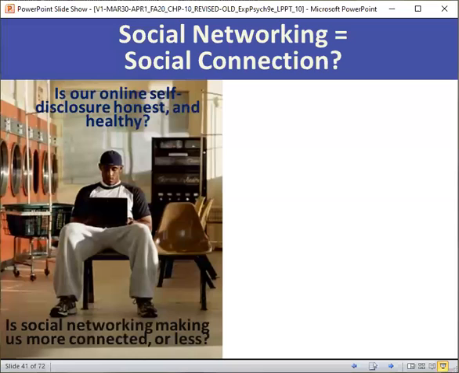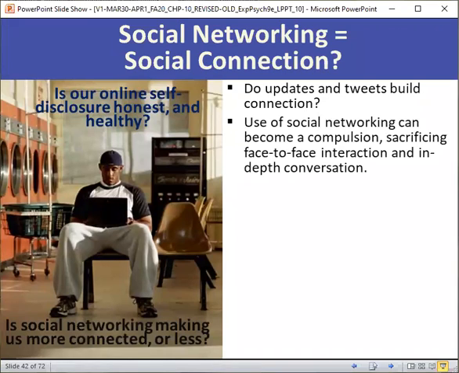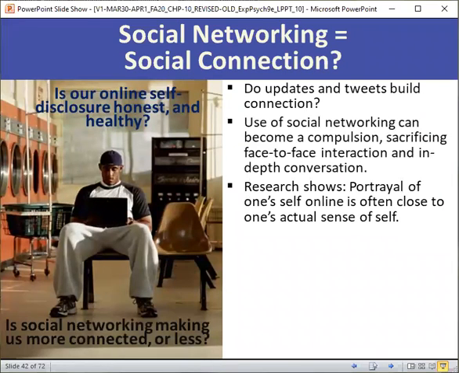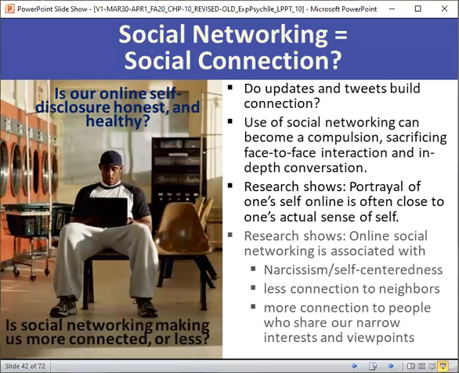Now, social network and social connection. Do updates and tweets build connection? Use of social networking can become a compulsion, sacrificing face-to-face interaction and in-depth conversation. During this era of the pandemic, it's probably been somewhat more helpful, actually. Research shows that portrayal of one's self online is often close to one's actual sense of self. So people are not lying like a lot of people really think. They may be exaggerating in some areas, but usually it is close to who they really are.